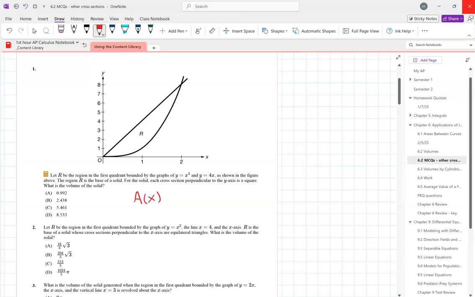So immediately I know my area function is a square, right? It tells me in the problem. I just have to figure out how to represent s. Everybody's okay with that? So it says that my cross sections are perpendicular to the y-axis. So this s is a representative side length for one of these possible cross sections, right?